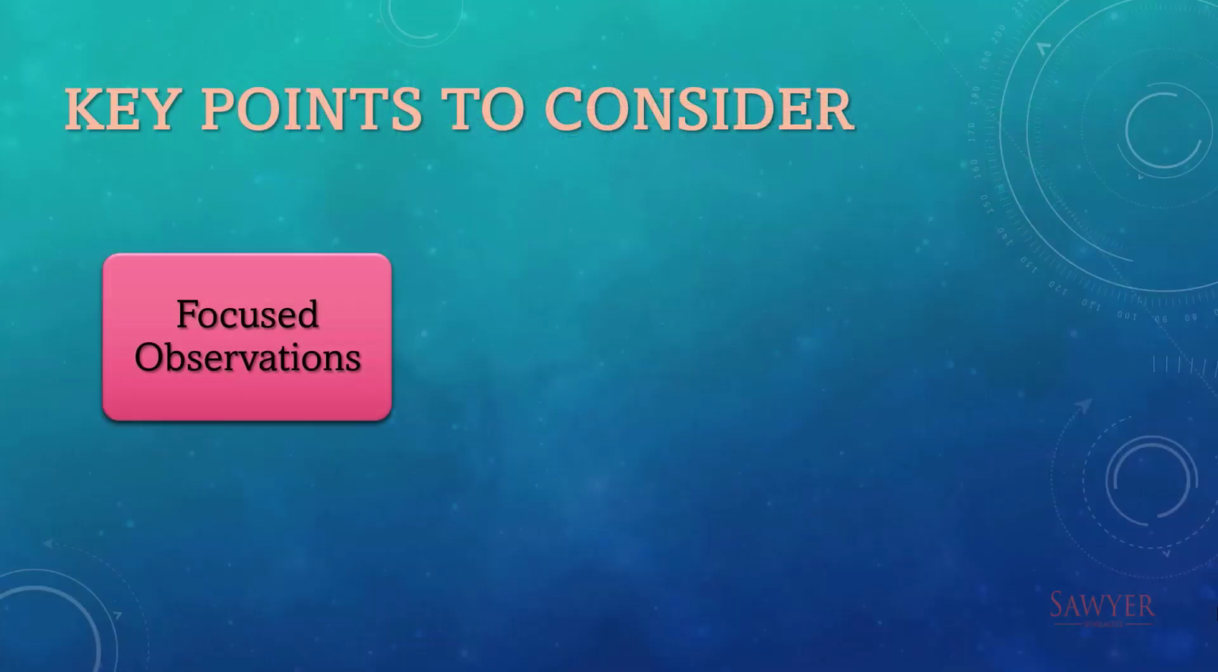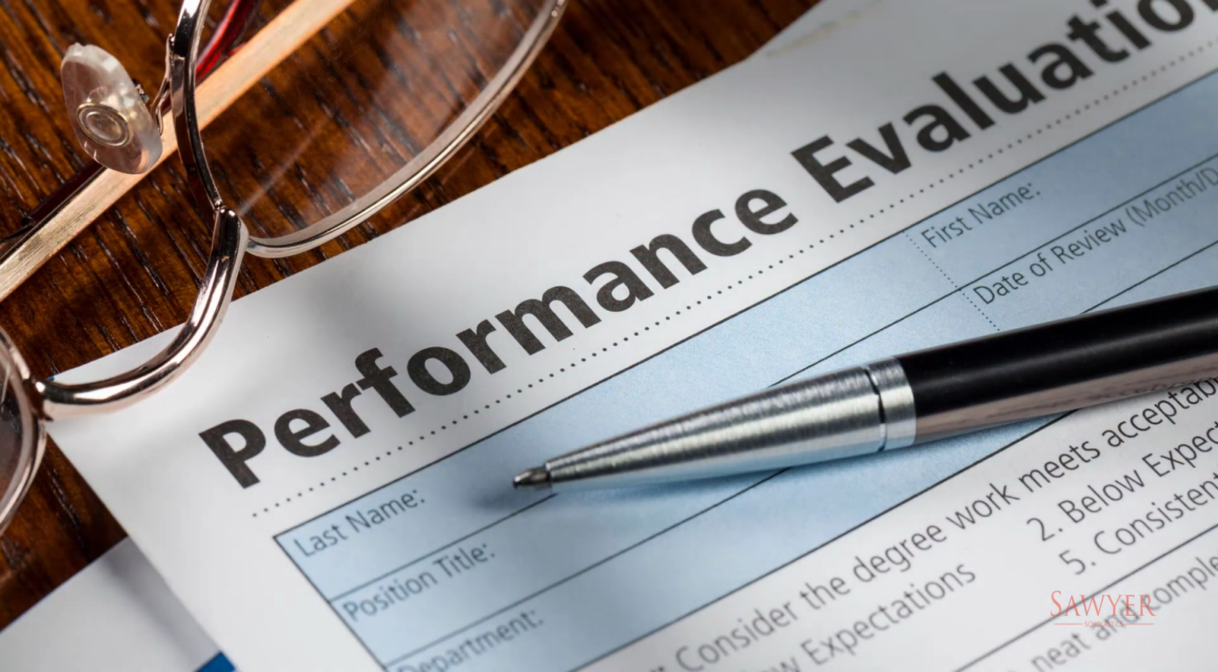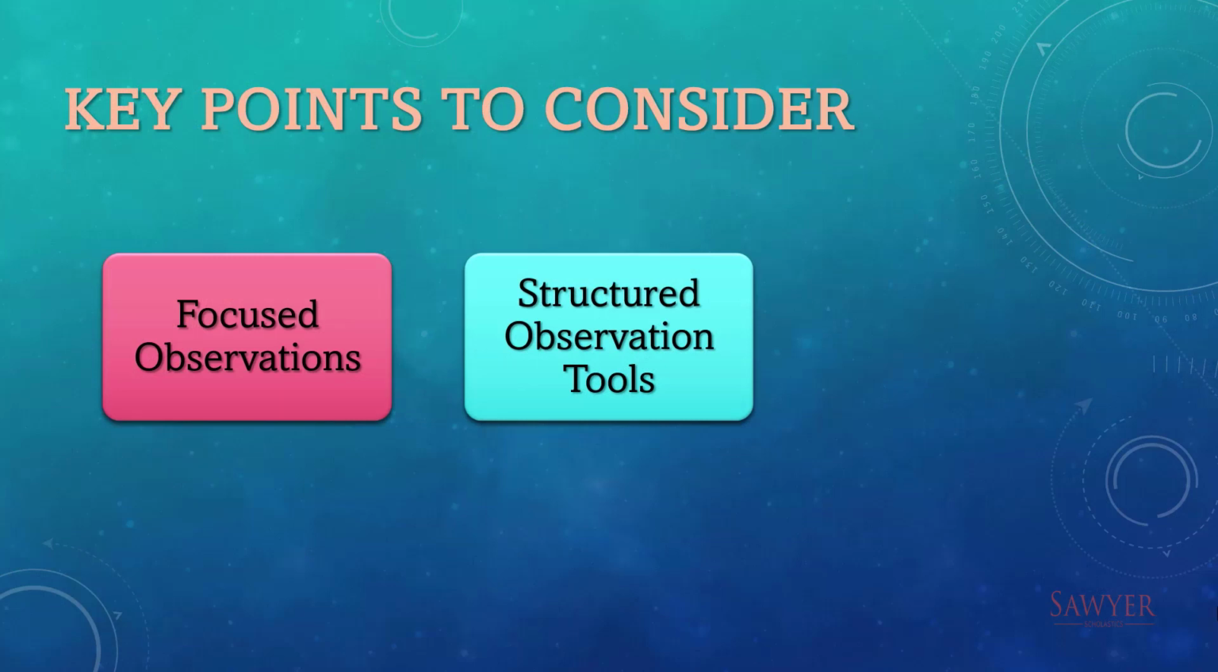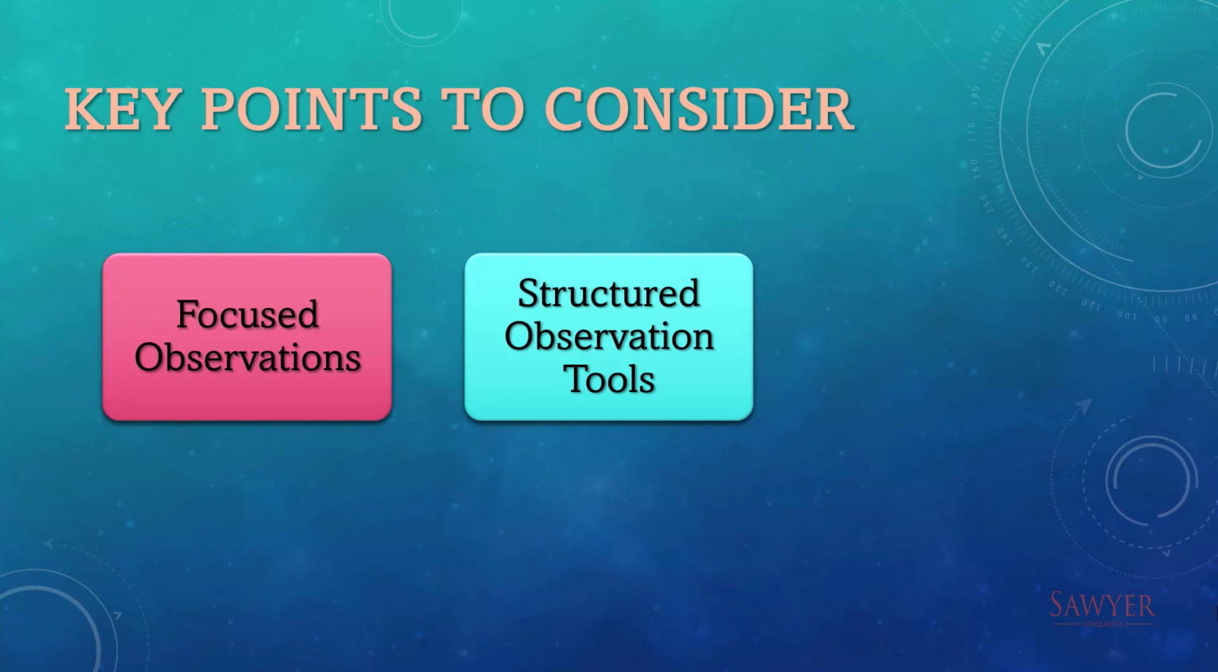The next key point to consider is structured observation tools. Remember, if you watched the first module, we need to have structured observation tools because they provide a framework for conducting observations and ensure that all relevant areas are assessed. Observation tools should be aligned with the school or district's instructional goals and standards, of course, and structured observation tools help ensure that the observation process is focused and evidence-based, which is what we're trying to get at.